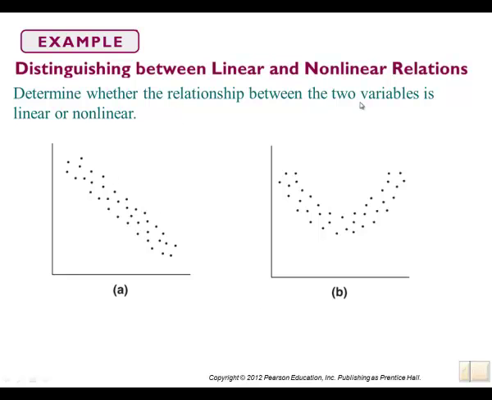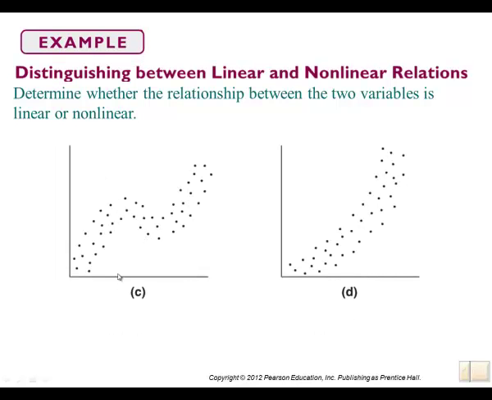Okay, we want to determine the relationships between linear and nonlinear. So we look at this graph here, and we can see that that's linear. Looking at graph B, can you tell if that's linear or nonlinear? You should state that this is a nonlinear graph. Okay, graph C, linear or nonlinear? Again, nonlinear. And graph D, that is also nonlinear because it curves up. Again, linear would be going straight out that way.